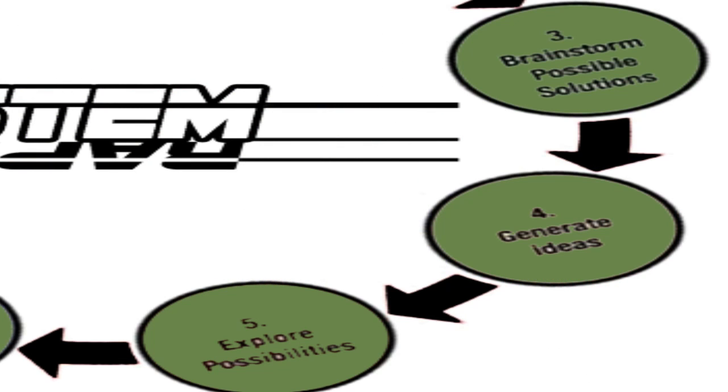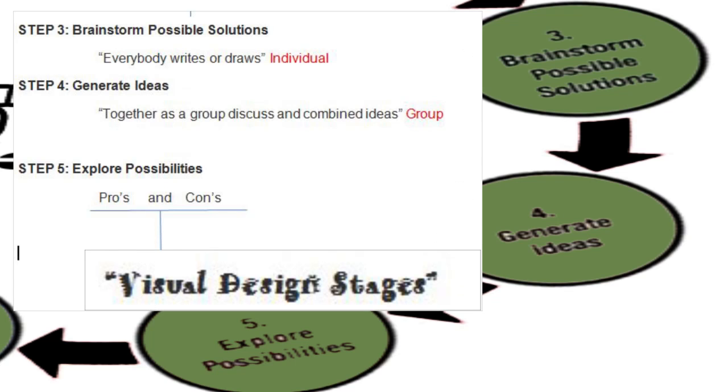Step 3, brainstorm the possible solutions. Steps 3, 4, and 5 are the visual design stages. This is where students draw. It's where they write. It's where they're thinking out loud. So step 3, brainstorm possible solutions, is individual. Each student in the group should sketch his or her own ideas on the piece of paper. They can write it out, they can label it, but it's individual, that's the big thing for step 3. Everybody draws. Everybody writes. That's the Lemov technique there.